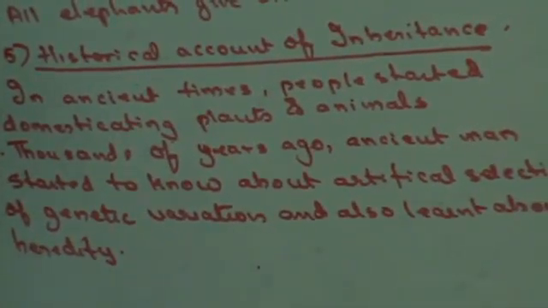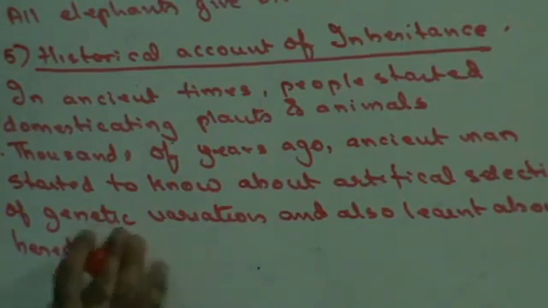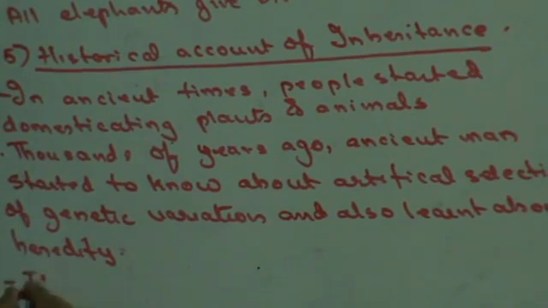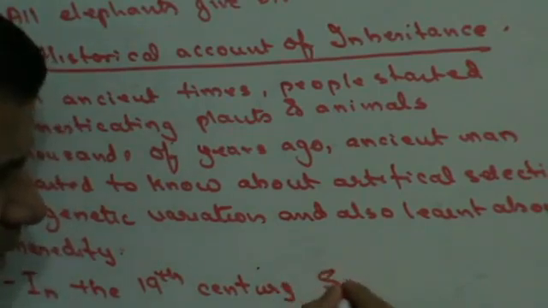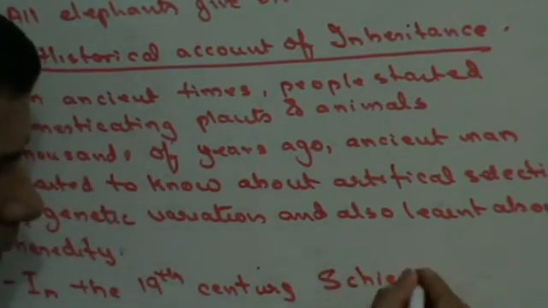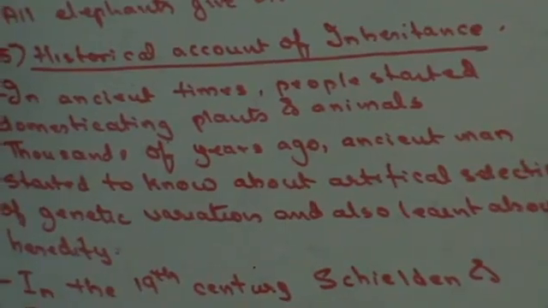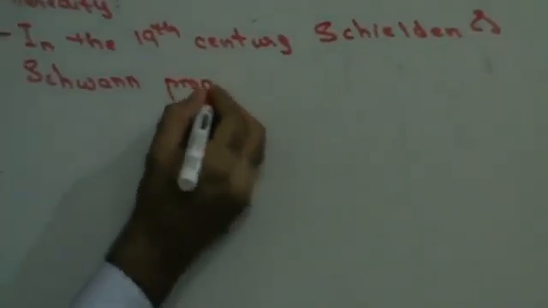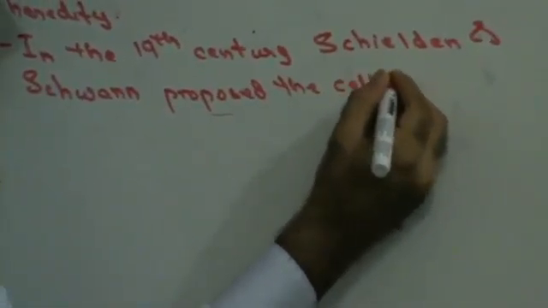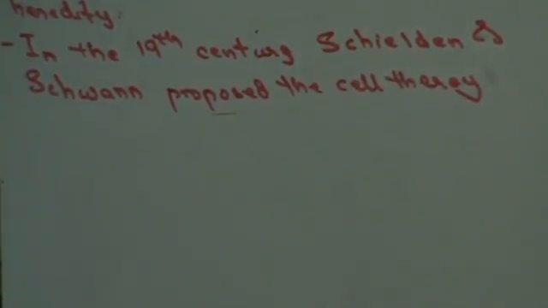Now let's come to the 19th century. You had scientists by the name Schleiden and Schwann who proposed the cell theory, and showed that new cells are always produced from pre-existing cells by cell division.